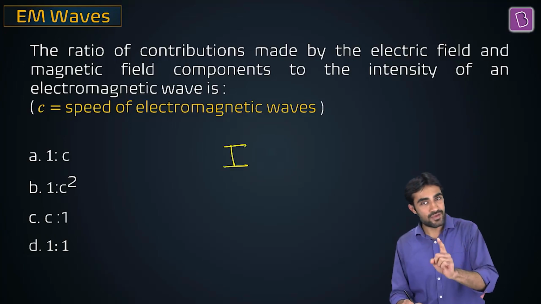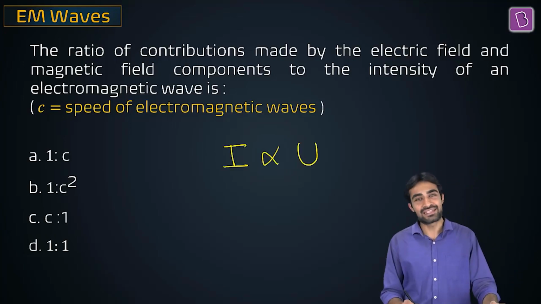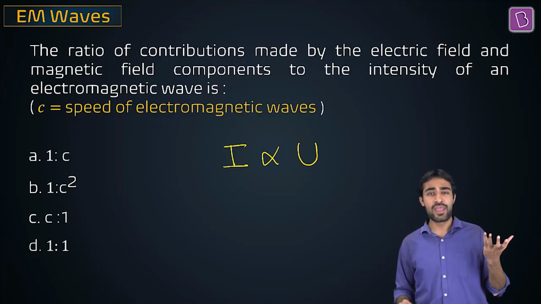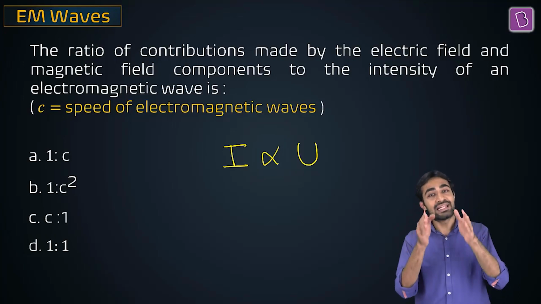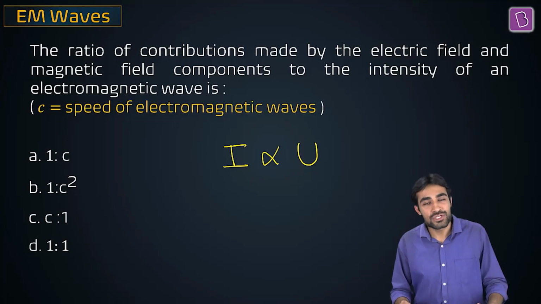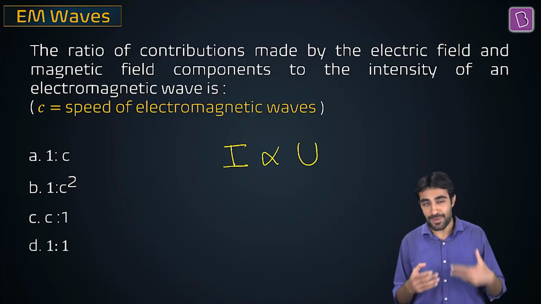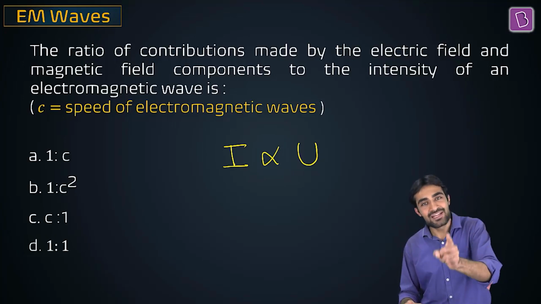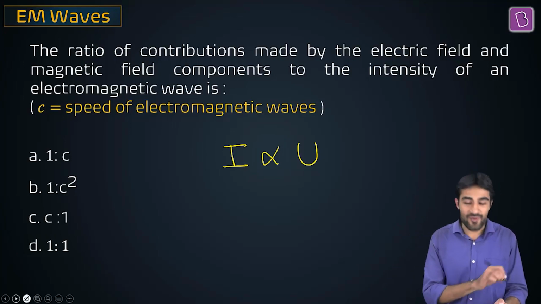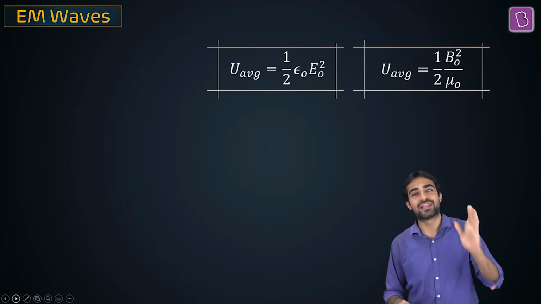Intensity of an electromagnetic wave is actually proportional to energy density. If energy density is high, intensity is high. If energy density is low, intensity is low. So we have this relation of proportionality. Now, why did I give this relation? Because we know the formula for energy densities due to electric and magnetic field. These are the average energies per unit volume due to electric field and the magnetic field.